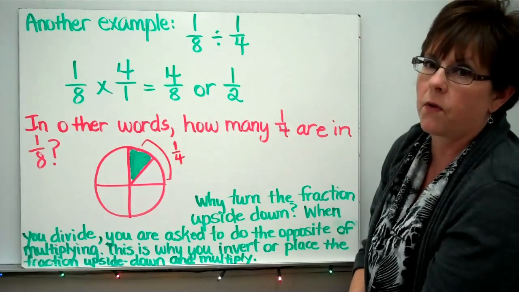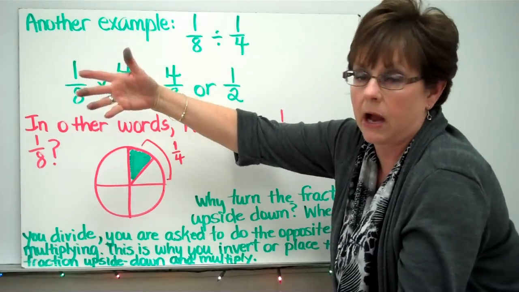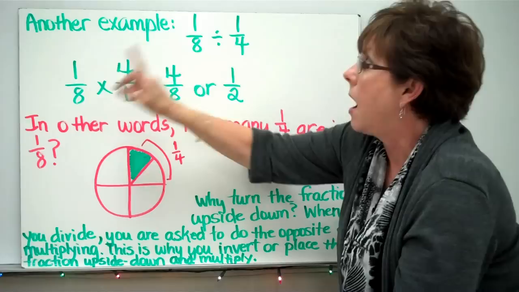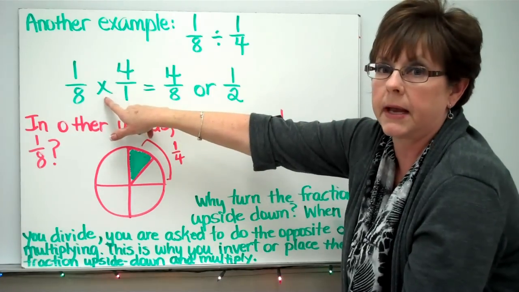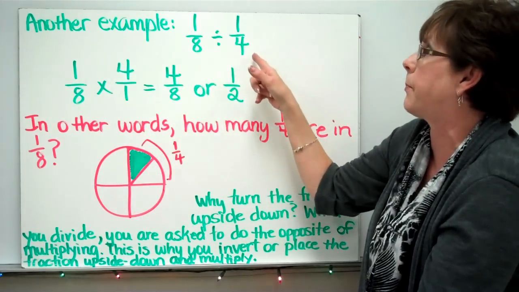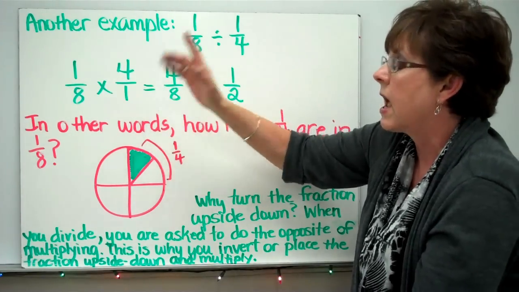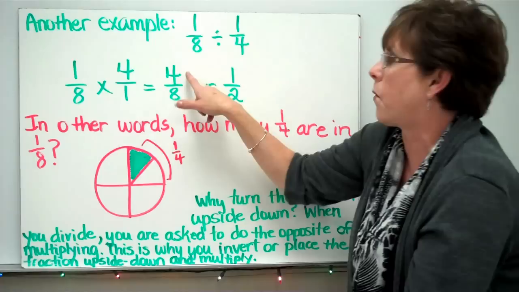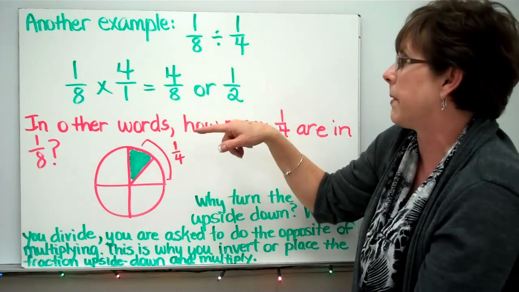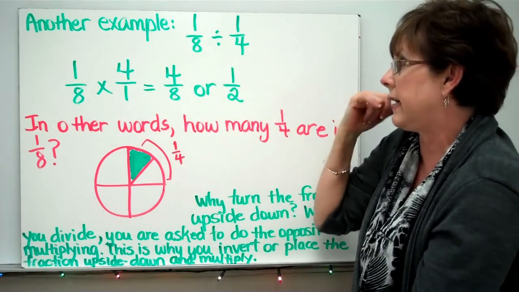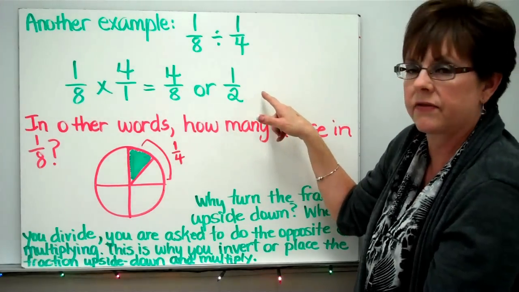Here's another example. 1/8 divided by 1/4. All right, so I'm going to write the first fraction like I typically would, 1/8, but I'm going to now change this. I'm going to reverse the division to multiplication, and I'm going to make the reciprocal of 1/4, which is 4/1. And now I'm going to multiply. 1 times 4 is 4. 8 times 1 is 8. I'm going to simplify it. 4 and 8 can both be divided by 4, and so that is 1/2.